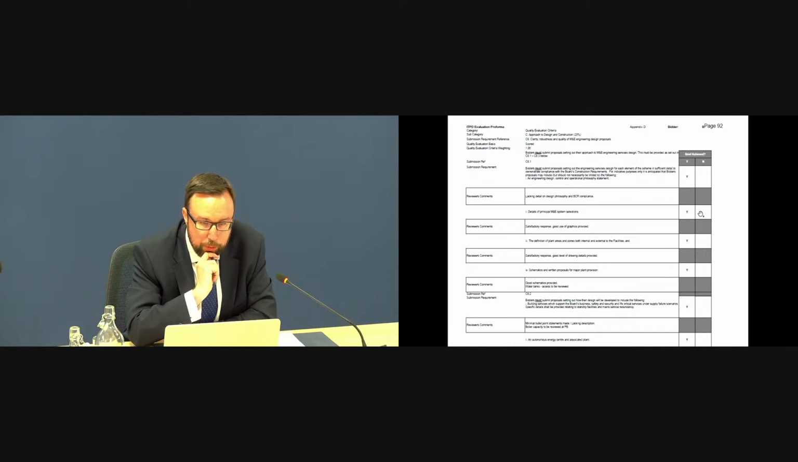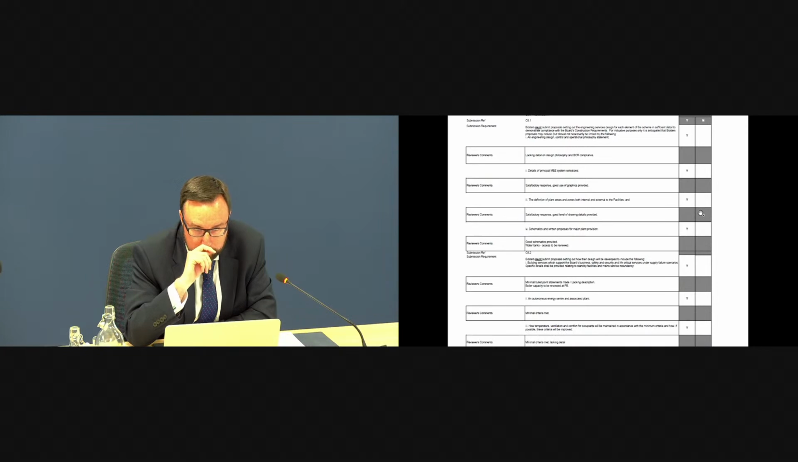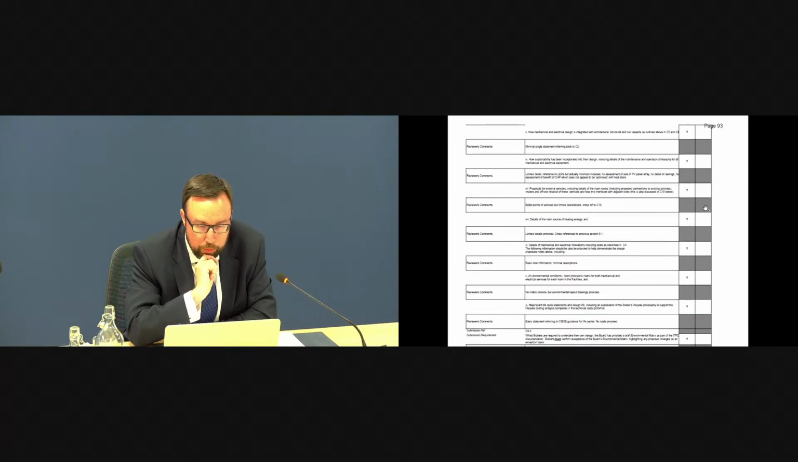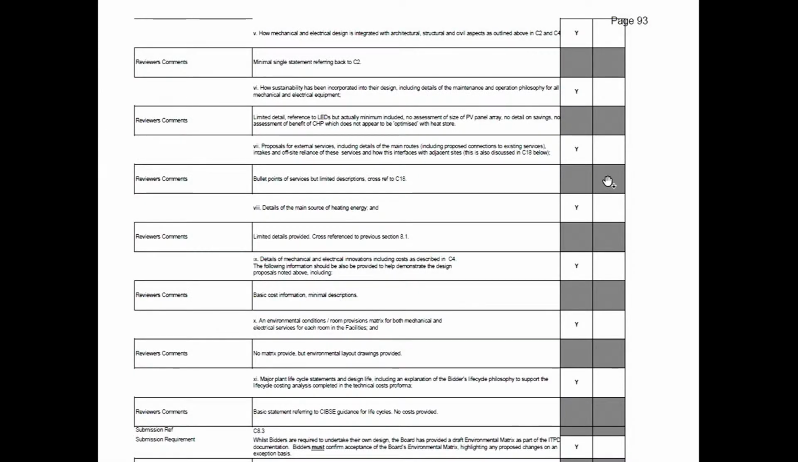And if we look over the page to page 93, please, you'll see Roman numeral 10, approximately 4 boxes up from the bottom. Roman numeral 10, an environmental conditions stroke room provisions matrix for both mechanical and electrical services for each room in the facilities. Do you see that? Yes. And then we see the reviewer's comments, no matrix provided, but environmental layout drawings provided.